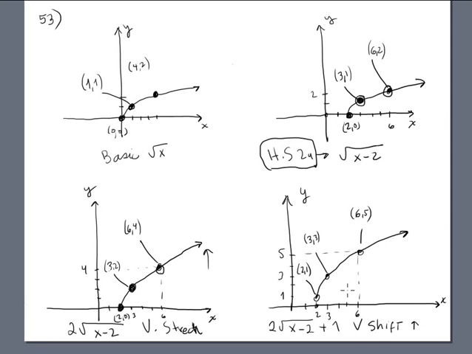Now, the last transformation is plus 1. Plus 1 is a vertical shift up. Therefore, any point is increasing the second component by 1. So this point (2, 0) would be (2, 1). This point (3, 2) is increasing to (3, 3). And this point (6, 4) is increasing to (6, 5). And this is the new graph that corresponds with the final answer.